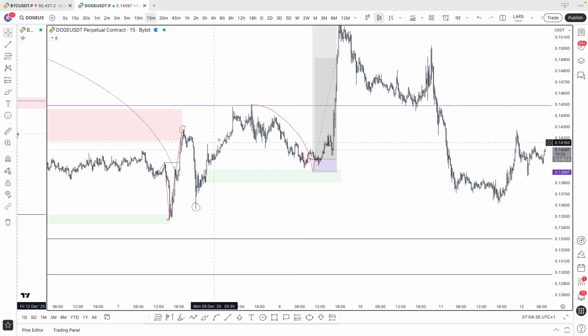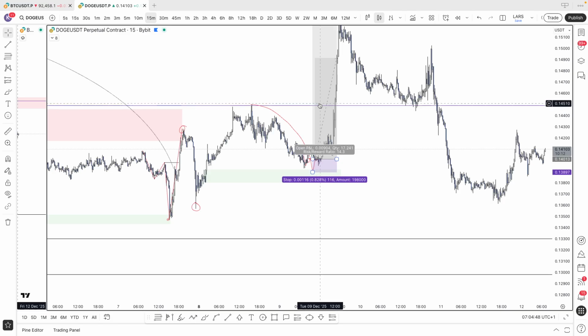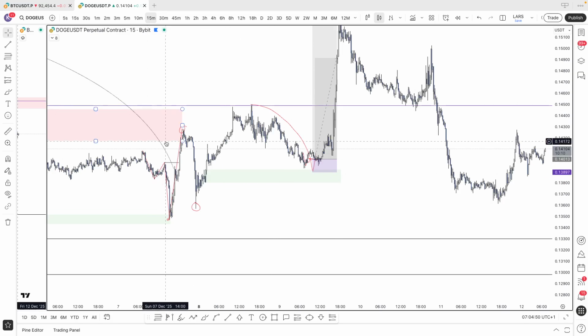But the third tap right here doesn't have that. So I'm not participating in that third tap area entry right there. I'm not. I'm pre-planning a fourth tap if that is the case. Okay? But this is an example of no high quality confirmation in the area.